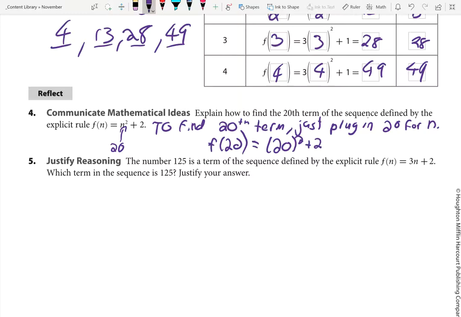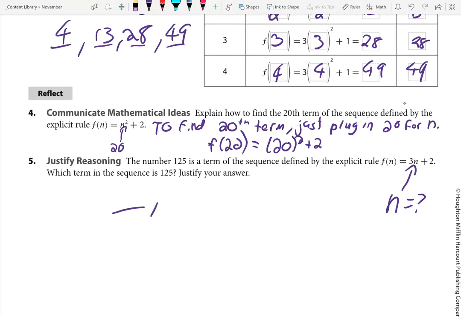Now, the number 125 is a term in the sequence defined by the explicit rule f of n equals 3n plus 2. Which term in the sequence is 125? Now, number 5 is a little different because it's not asking for the 125th term. It's saying that somewhere in the sequence is 125. And it's asking, well, which position is it? Is it the third term, the fourth term, the fifth term? What is it? That's the question. It's really asking for n. What's the value of n? n equals question mark. That's our goal.